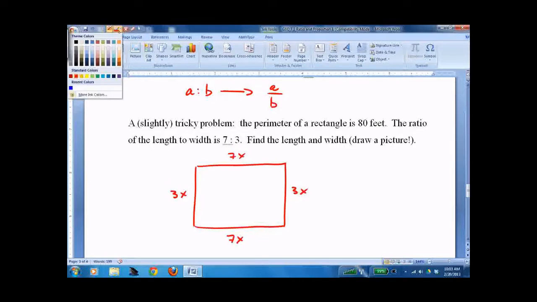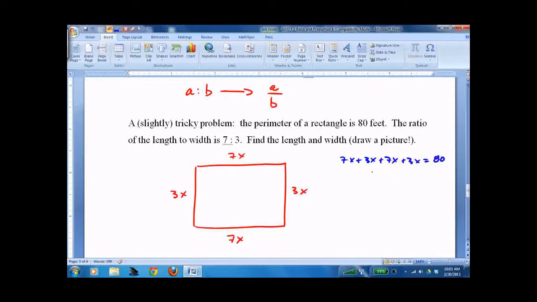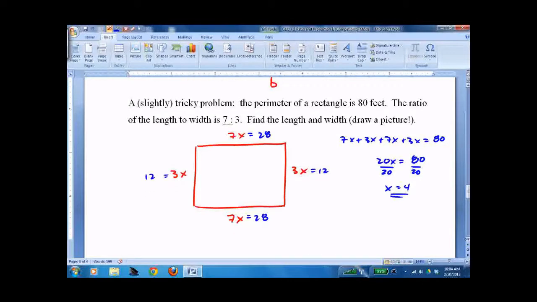And hopefully you remember that you add them all up. 7x plus 3x plus 7x plus 3x equals 80. That's 20x equals 80. X equals 4. So this is 12, 12, 28, 28. And if you look, those will all add up to 80. So know how to do this problem. It's a bit challenging.